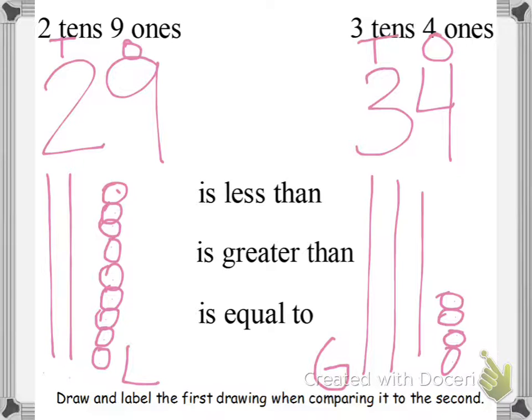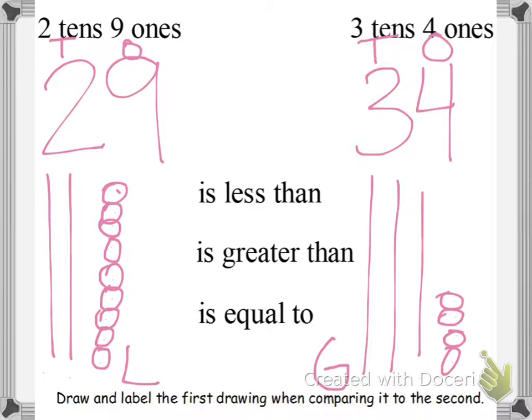So now, let's look at this. Whenever we're saying our comparison sentence or statement, we have to find the phrase that will make it true. And we can't change the numbers around because this is how we drew our picture. We cannot change it because this is how they want the numbers to be. So it's 29, or 2 tens, 9 ones, less than, greater than, or equal to 3 tens, 4 ones.